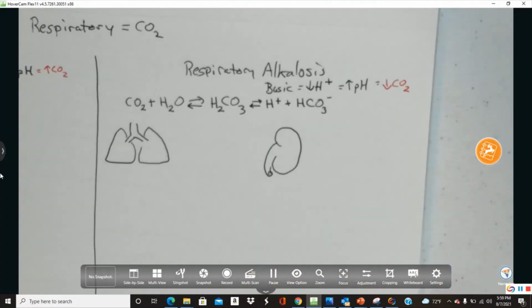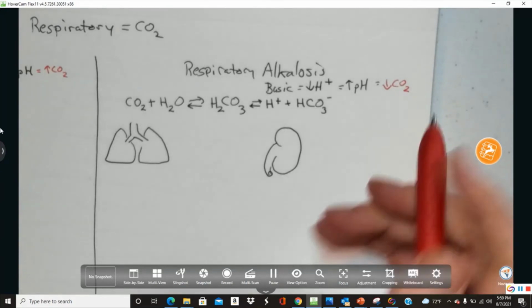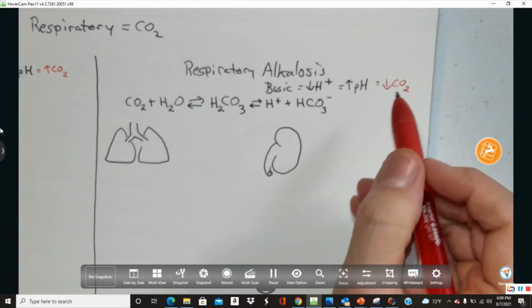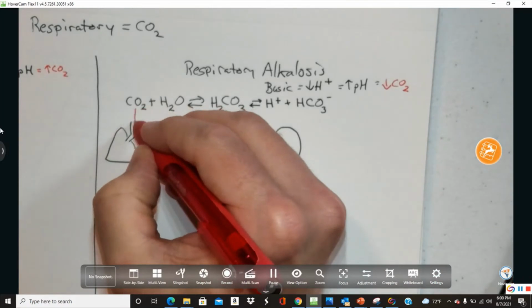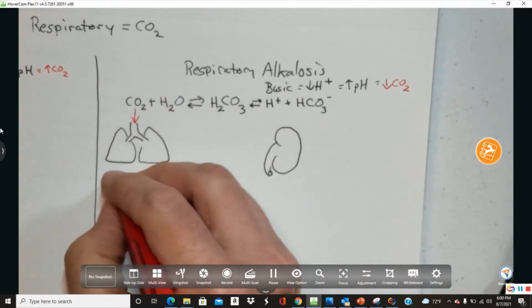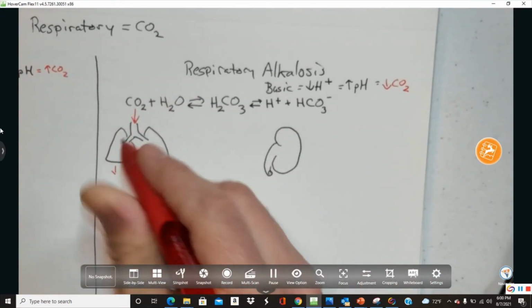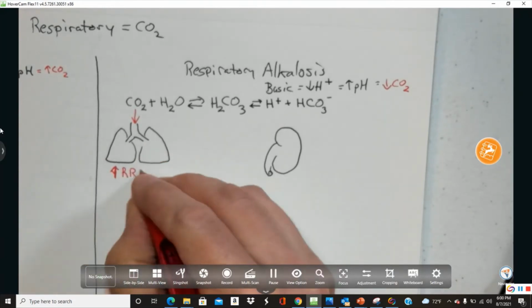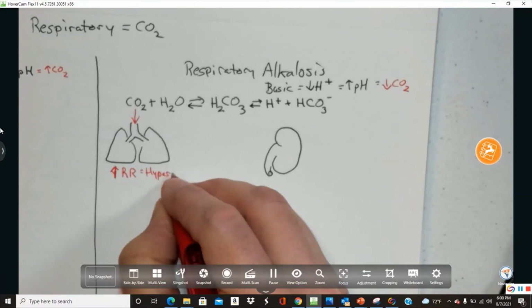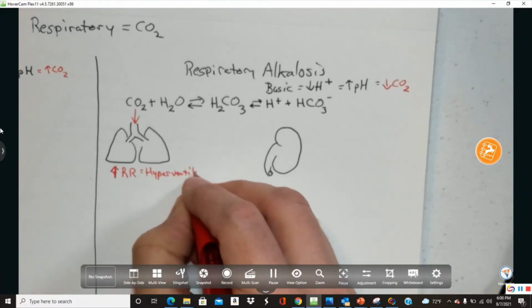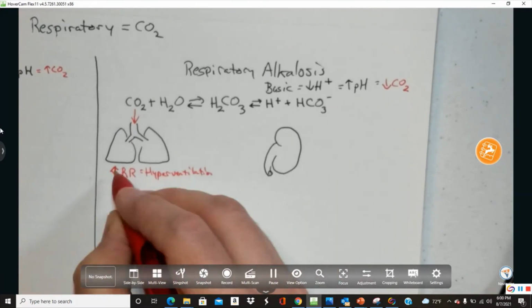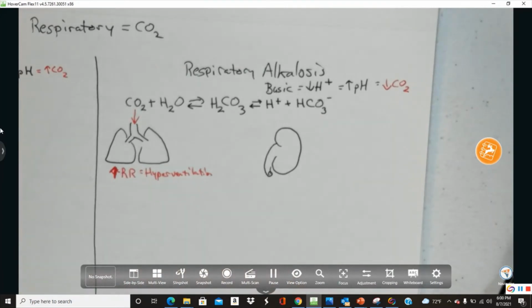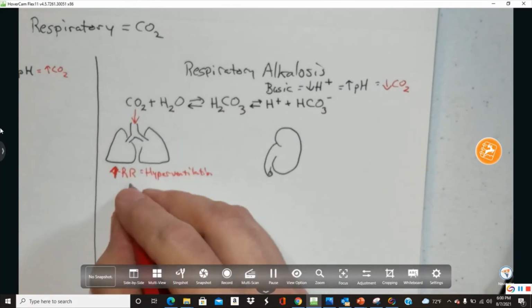Now, we already said the cause here, ultimately we have low CO2. Why would CO2 be very low? Well, this could be caused by a very rapid respiratory rate, hyperventilating. Okay, hyperventilation. I almost put my arrow going the wrong direction there. You're hyperventilating. Now, a very common thing, for example, with a panic attack.